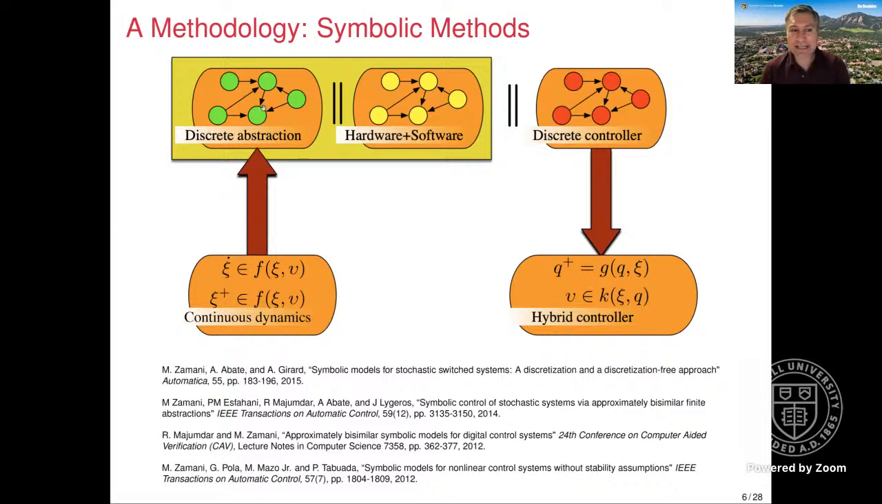But the good news is now I have a discrete object. So of course I can compose this discrete object with other discrete representations of my hardware and software, which are also part of my embedded control software loop. And now I can have a unified discrete environment that models my overall system.